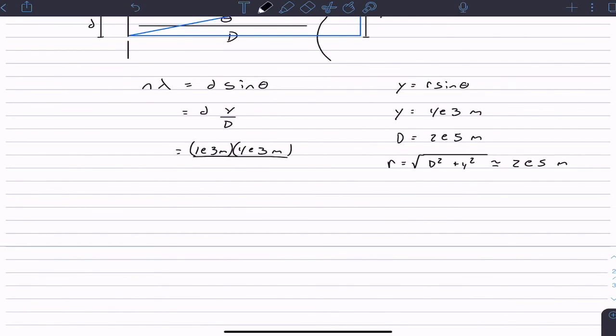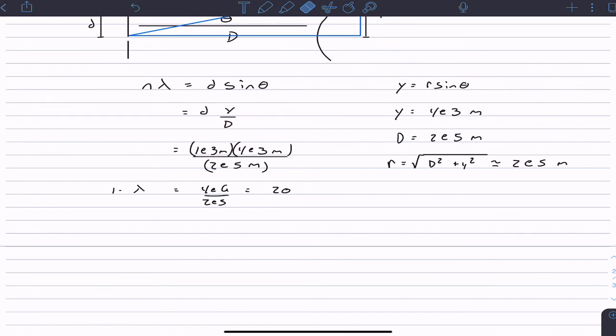Sorry, I'm writing this in calculator notation. I hope that's not confusing for anybody. And this is going to be 2e to the 5 meters here, and this gives you a value if we take the first order, n equal to 1, of 4e to the 6 over 2e to the 5, which is equal to 2 times 10, which is 20 meters.